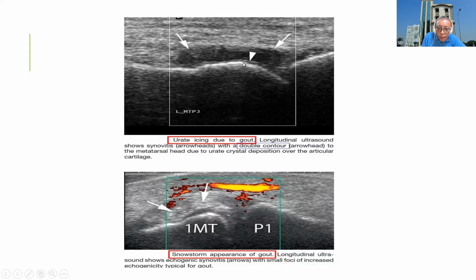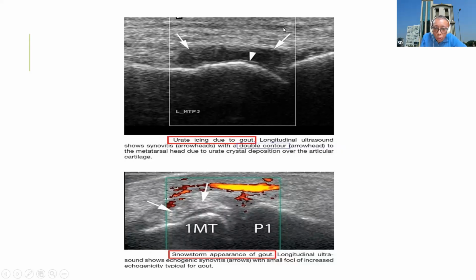One hyperechoic margin is the cortex of the bone. Another hyperechoic margin is basically the deposition of monosodium urate over the hyaline cartilage. So this sign is known as urate icing or double contour sign. This is also seen on X-ray. If you check the knee X-ray of a patient with gouty arthritis, you'll be seeing a double contour sign on the X-ray.